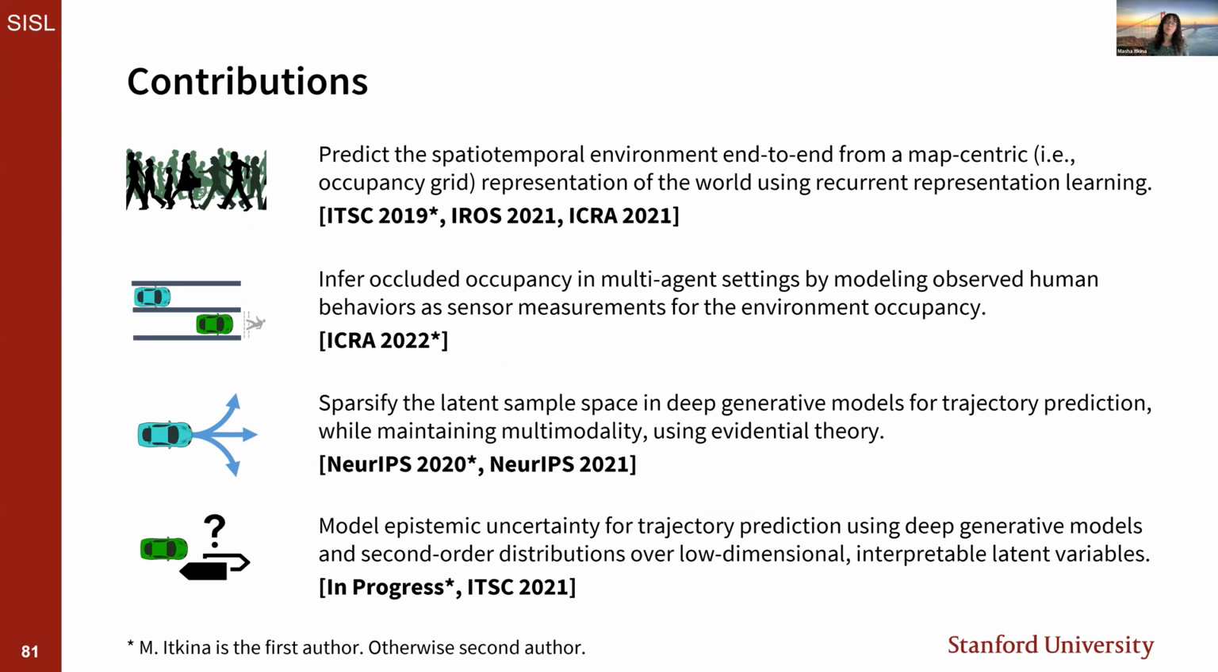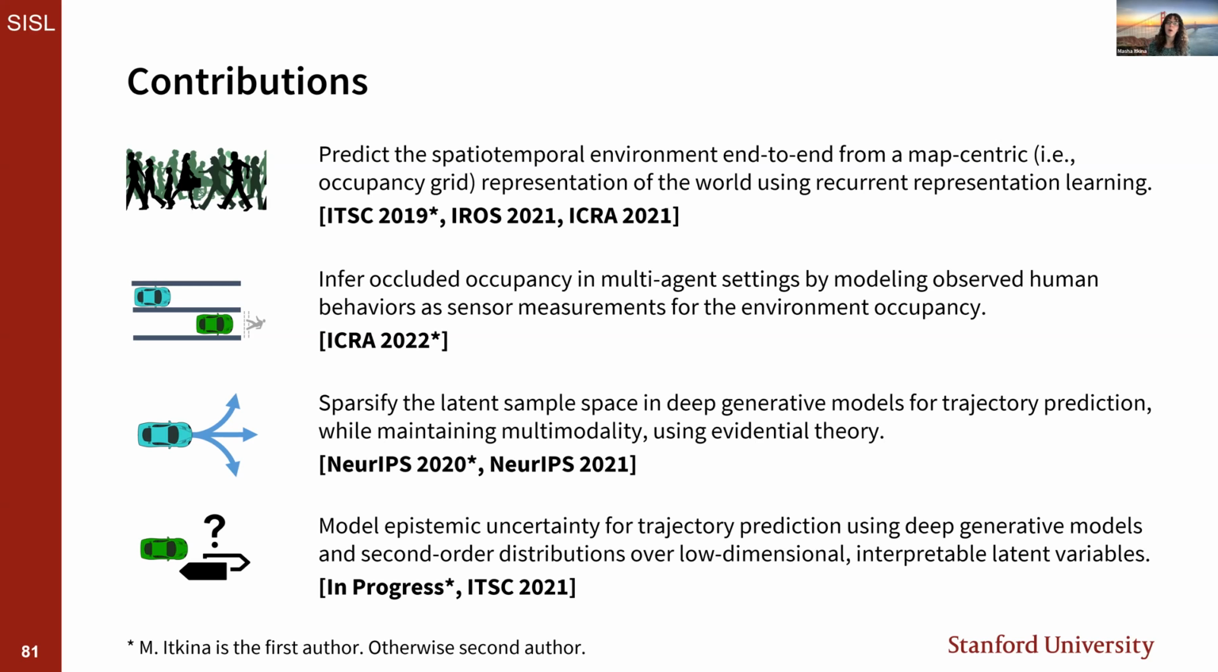So to conclude, we have discussed 4 different themes in our contributions. We have shown how we can make predictions for the spatiotemporal environment end-to-end from a map-centric or occupancy grid representation of the world using recurrent representation learning. We then talked about how we can make inferences in occluded regions in multi-agent settings by modeling observed human behaviors as sensor measurements for the environment occupancy.